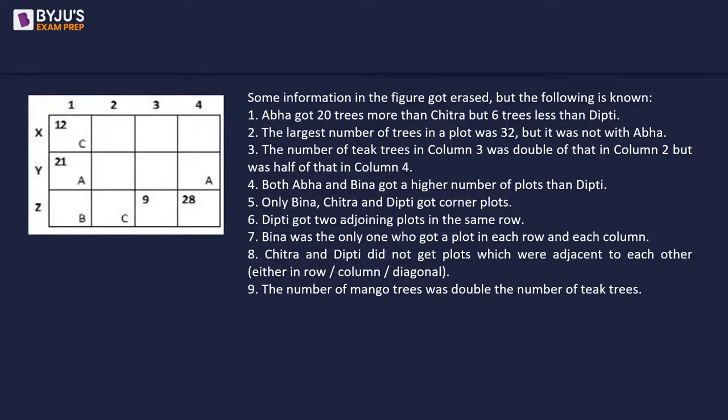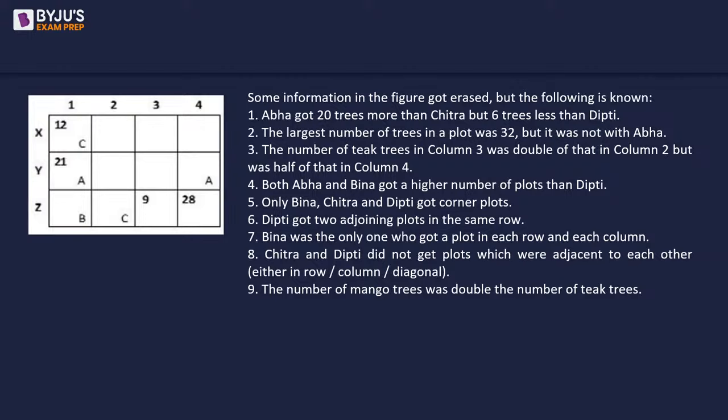Okay. Next is some information in the figure got erased, obviously. But the following is known. Abha got 20 trees more than Chitra, but 6 trees less than Dipti. The largest number of trees in a plot was 32, but it was not with Abha. The number of teak trees in column 3 was double of that in column 2, but half of that in column 4. Both Abha and Bina got a higher number of plots than Dipti. Only Bina, Chitra and Dipti got corner plots, and so on and so forth.